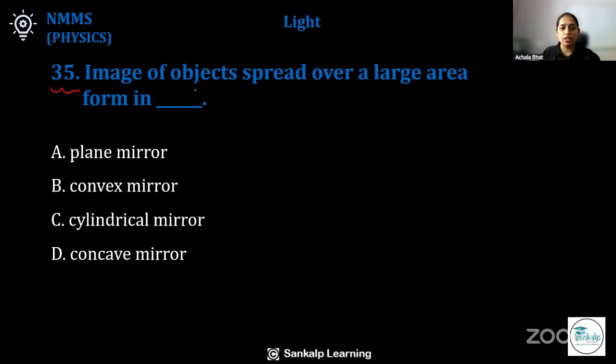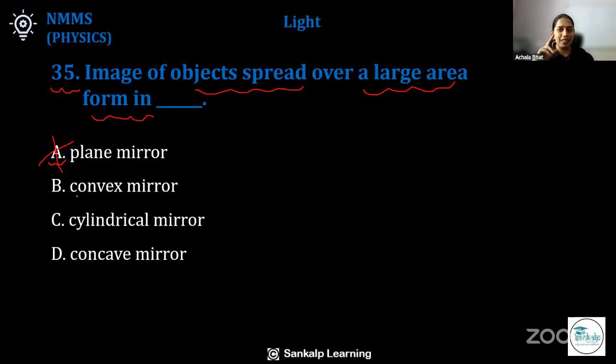Image of objects is spread over a large area formed in dash. Okay. In which mirror does the image spread over a large area, meaning the image formed is large compared to the object? Option A, plane mirror. No, in a plane mirror what happens? The size of the object is equal to the size of the image. Therefore, A is wrong. What about B, convex mirror?